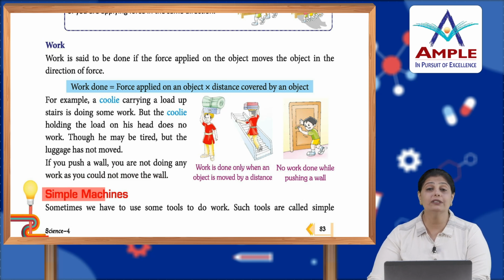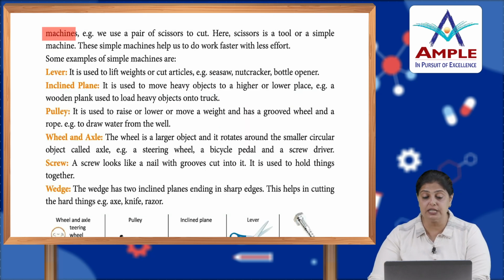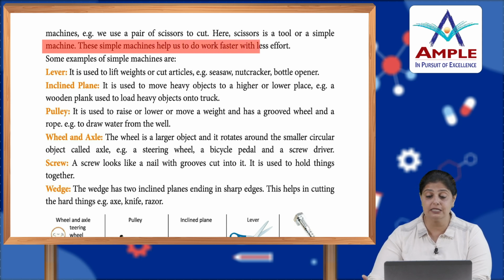Alright. Now, what are simple machines? Sometimes we have to use some tools to do work. Such tools are called simple machines. Example, we use a pair of scissors to cut something. Here scissors is what? It's a tool, or a simple machine. These simple machines help us to do work faster. So, simple machines help us to do the work faster and with lesser effort.